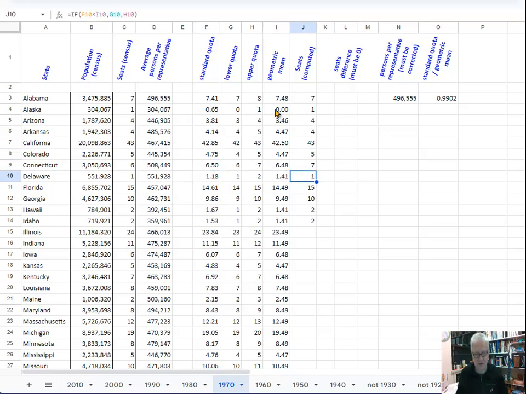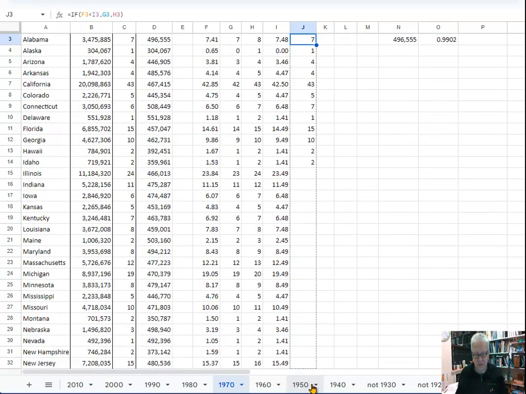As a side effect, states that actually have a geometric mean of 0 and have a very small population, Alaska in this case, still by the Constitution and by the Huntington-Hill method will get that one guaranteed seat.